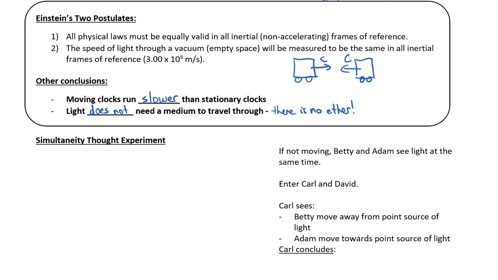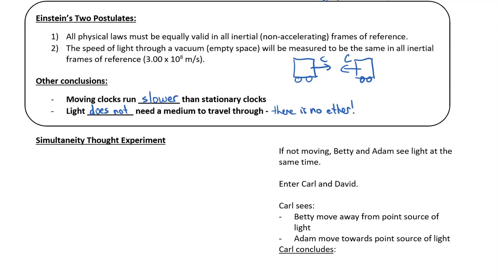All physical laws must be equally valid in all inertial, non-accelerating frames of reference. So this only applies to non-accelerating frames of reference. And secondly, we could say that the speed limit of the universe is c. Nobody can see anything faster than the speed of c. That's always going to be the limit. We concluded as well that moving clocks ran slow and that light does not need a medium to travel through.